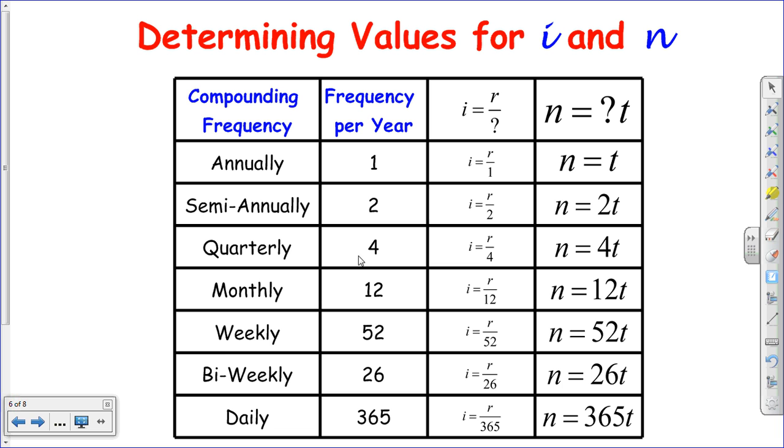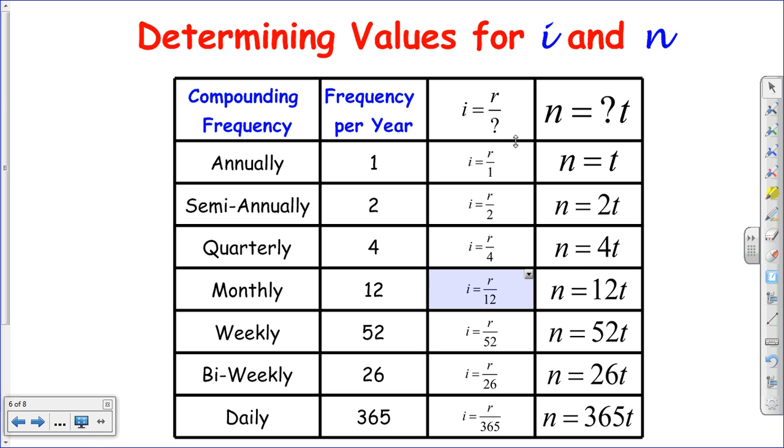Quarterly, your number is 4, monthly, 12, weekly, 52, bi-weekly, that's every 2 weeks. So if there's 52 weeks in a year, if you're only doing it every other week, that would be 26, 52 divided by 2. And daily would be 365, so just assume it's not a leap year. So just use 365 every time for a daily.